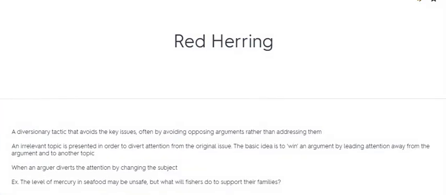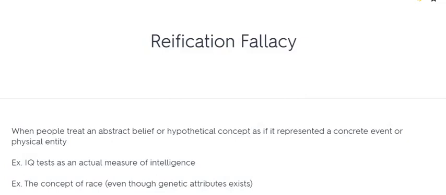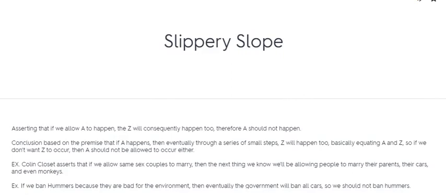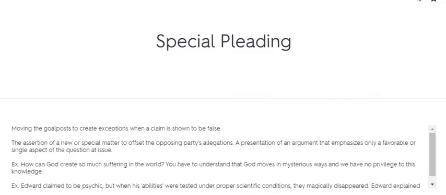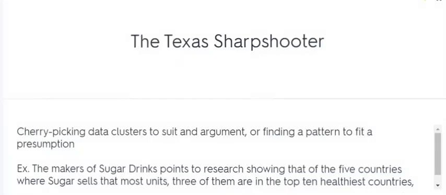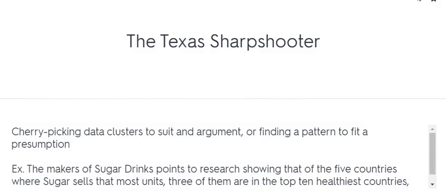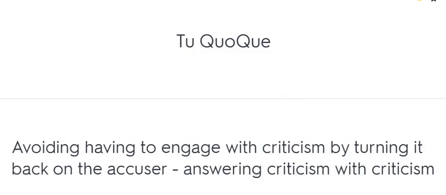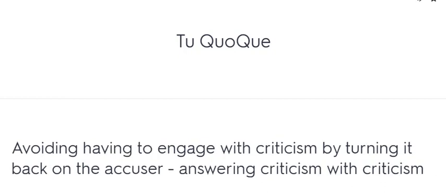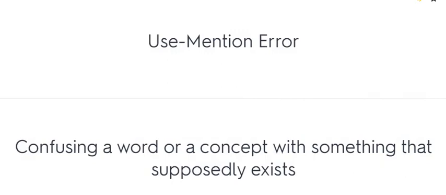Red herring. Reification fallacy. When people treat an abstract belief or hypothetical concept as if it represented a concrete event or physical entity. Examples: IQ tests as an actual measure of intelligence, the concept of race. Slippery slope. Special pleading. Straw man. The Texas sharpshooter. Tu quoque: avoiding having to engage with criticism by turning it back on the accuser, answering criticism with criticism. Use-mention error. Confusing a word or a concept with something that supposedly exists.